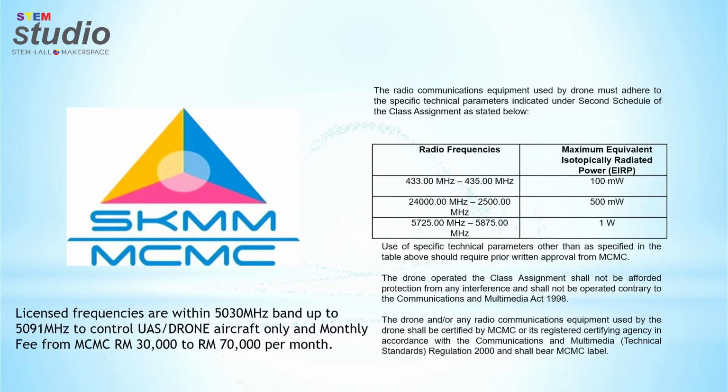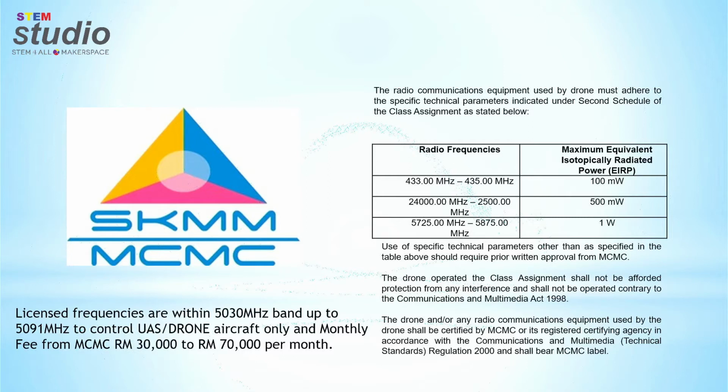So what are the frequencies that are approved for drones? Okay, I will talk about that now. The radio frequency that has been approved for drones is 433 to 435 MHz. That is the lowest frequency that can be used, but the power given for that is 100 milliwatt. Then the next one that is commonly used is 2400 to 2500 MHz, and the power given is 500 milliwatt. And the next one is 5725 to 5800 MHz. So these are the three frequencies that we can use for any drones in Malaysia.